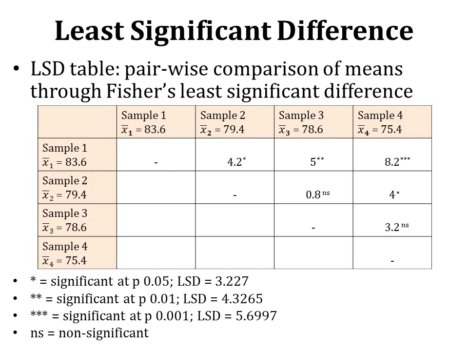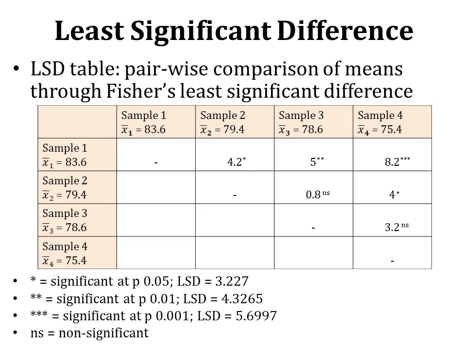And now you can see that from the mean values as well, because the highest level of significance we can see is at the 8.2 level, which is the difference between means of sample 1 and 4. And when we look at their mean values, they also seem to be very much far apart from each other.